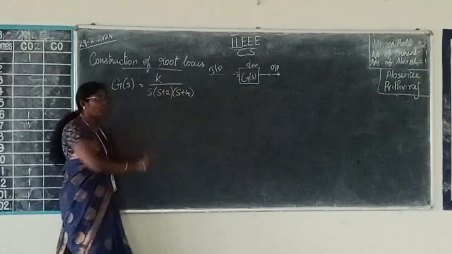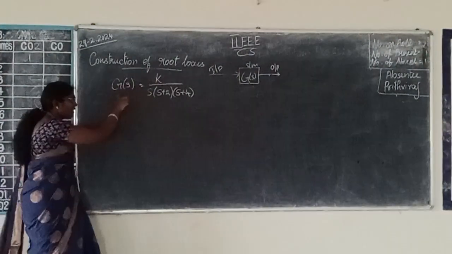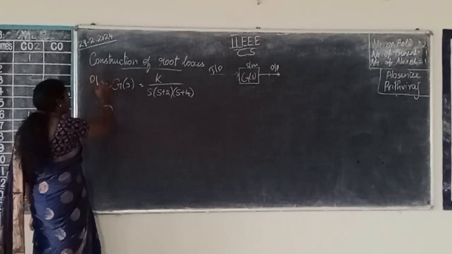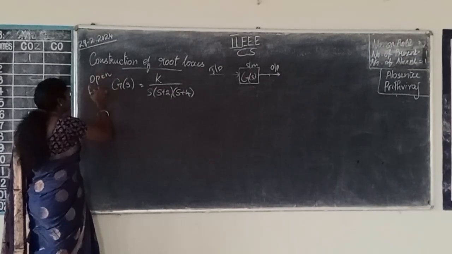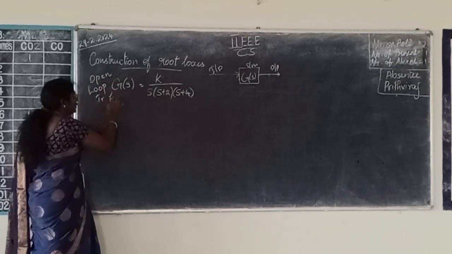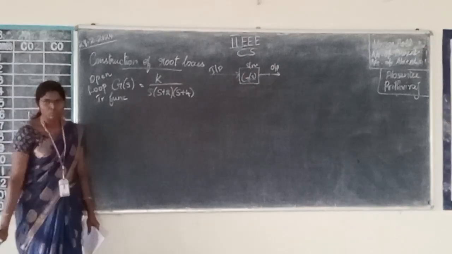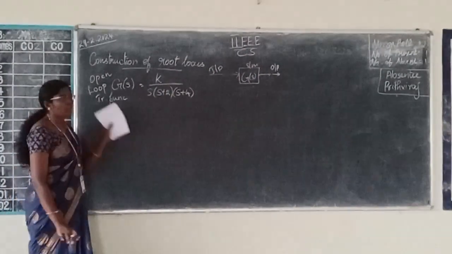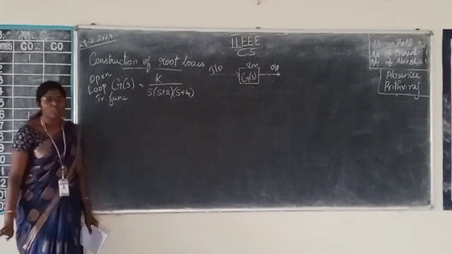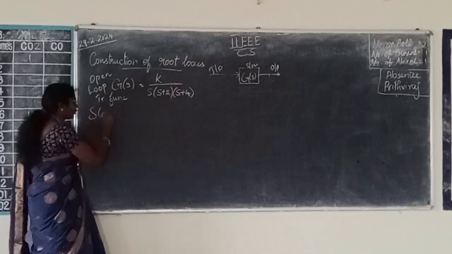In order to construct this root locus, the first step: it is given that G of S is the open loop transfer function. The question will be like this: sketch the root locus of the system whose open loop transfer function is G of S equal to K by S into S plus 2 into S plus 4. So first step, what do you have to do?